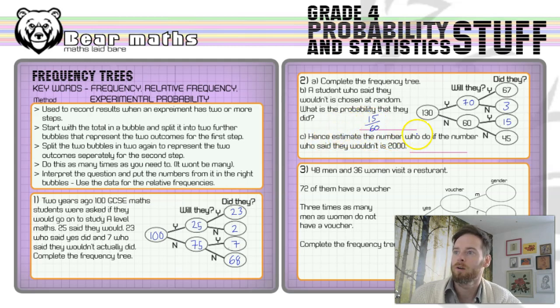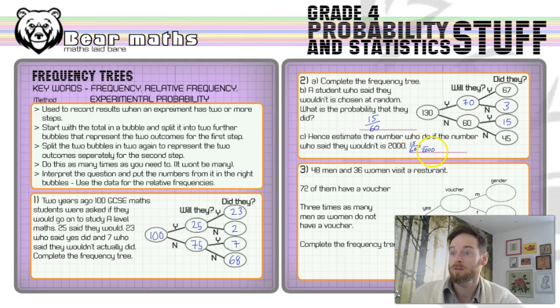Estimate the number who do if the number who said they wouldn't is 2,000. So instead of the number that said they wouldn't being 60, it's now 2,000, right? So our fraction needs to have a 2,000 on the bottom. Well, we know there were 15 out of the 60 that said they did.